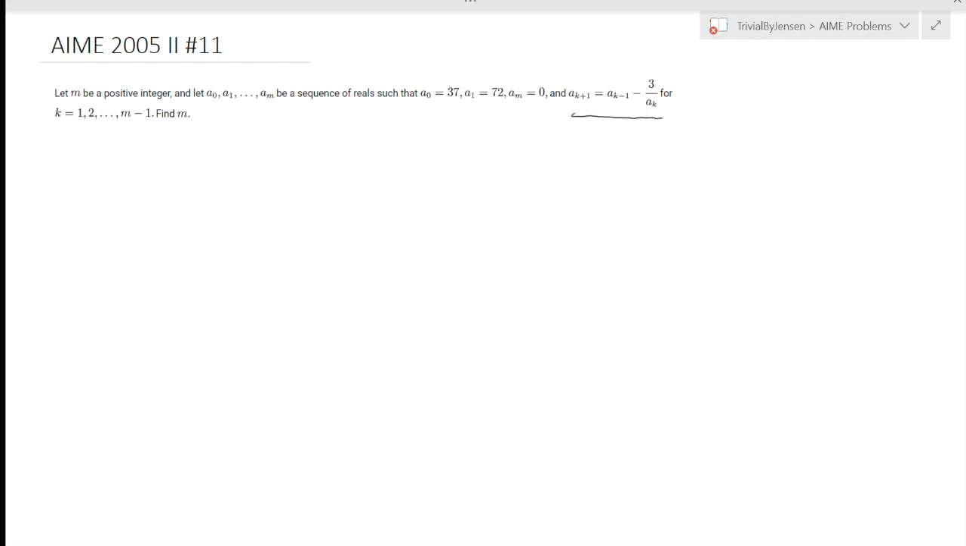Notice that if you multiply both sides of the recurrence relation by a sub k, you get something very nice. I'll show you what exactly you get, and then that'll show you the motivation for this step. Multiplying by a sub k, we get a sub k times a sub k plus 1 equals a sub k times a sub k minus 1, minus 3. So what is this telling us? The product of the kth term and the next term is equal to the product of the kth term and the previous term, minus 3.